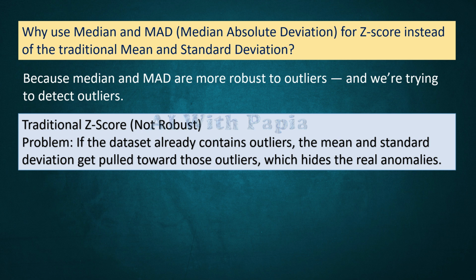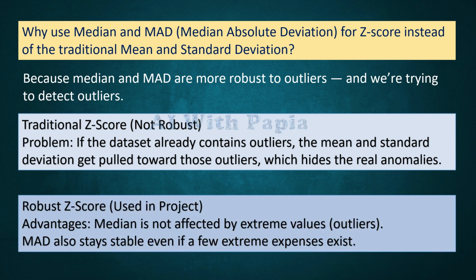The problem with this is, if the dataset already contains outliers, the mean and standard deviation get pulled towards those outliers, which hides the real anomalies. And with the robust Z-score which is used in this project, the advantage is that the median is not affected by extreme values, those are the outliers, and MAD also stays stable even if a few extreme expenses exist.